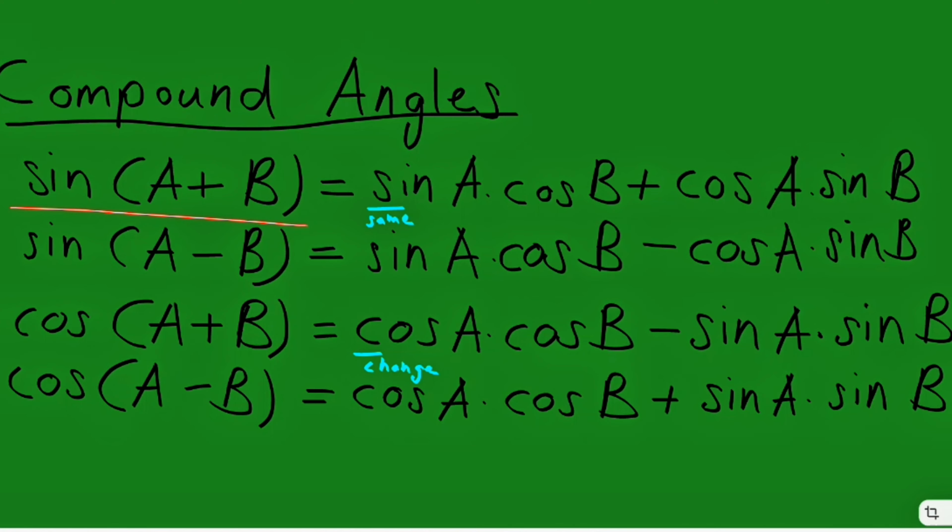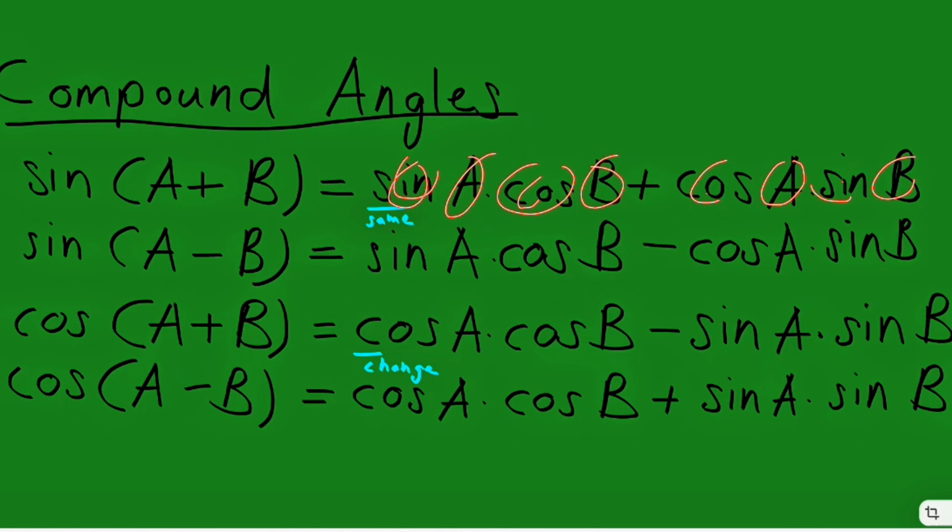When you have something like this, sine A plus B, what should come to your mind is this rhythm. Sine, cos, cos, sine. That's the rhythm that should immediately come to your mind when you see sine. That is the rhythm of how it goes. It's a mnemonic that you should remember that goes hand in hand with these angles.